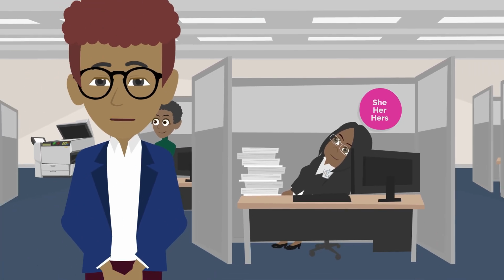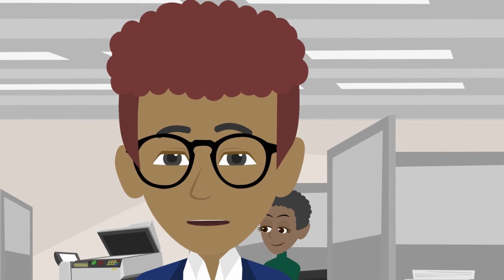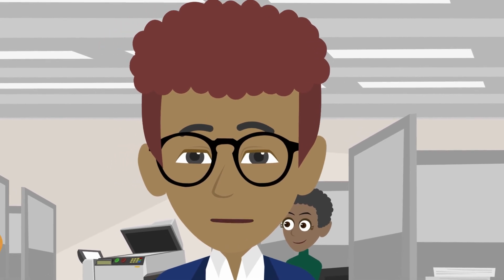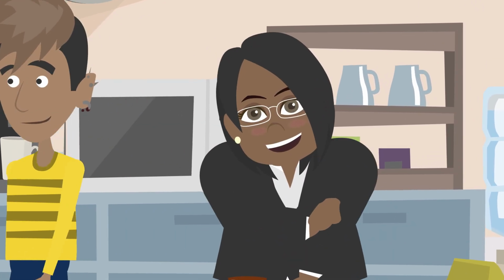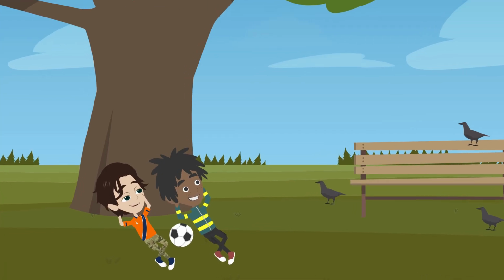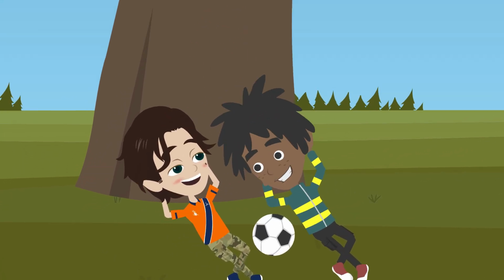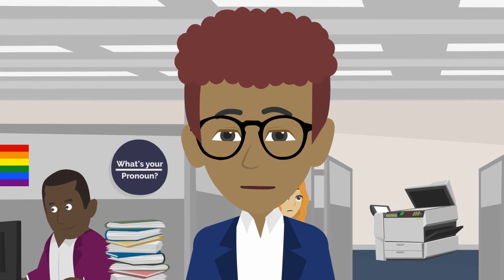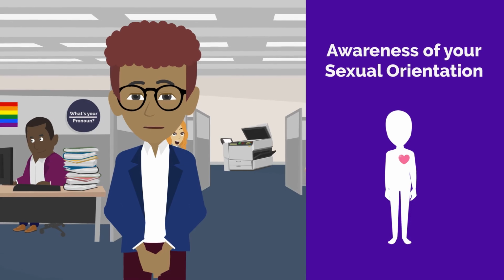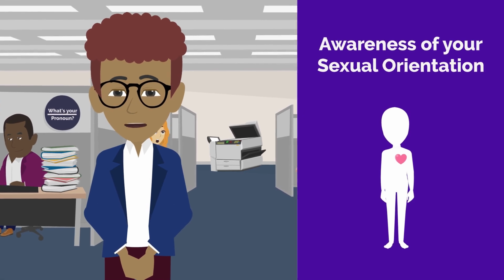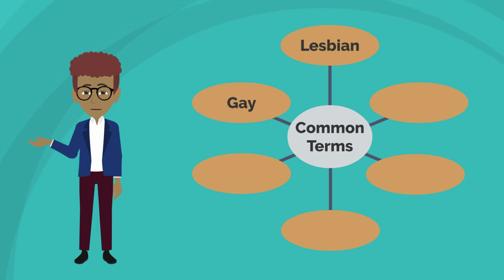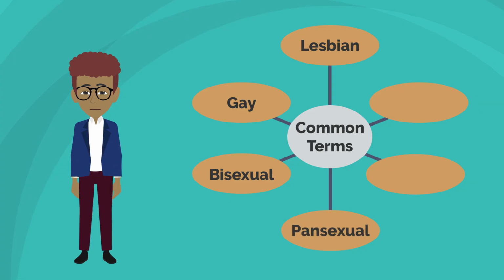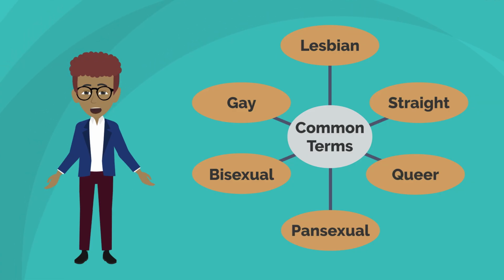Attraction can mean different things to different people, but one thing to note is that these feelings are not a choice or something someone can control. We cannot tell our heart to slow down or our butterflies to go away. Sexual orientation can start to form around early childhood. Think back to when you had your very first crush. This is when your sexual orientation started to develop. Common terms you hear associated with sexual orientation are lesbian, gay, bisexual, pansexual, queer, and straight.